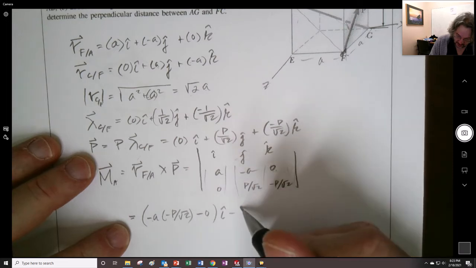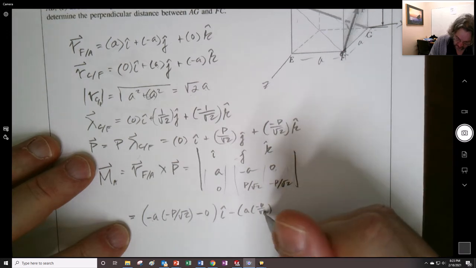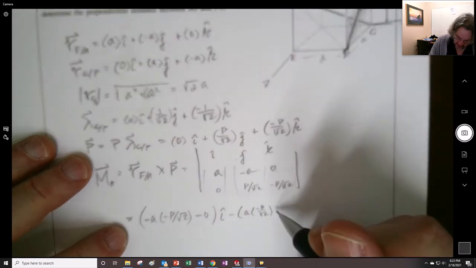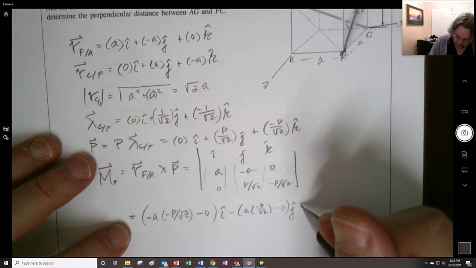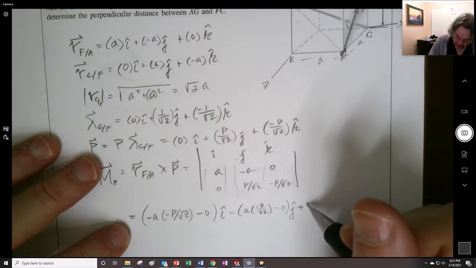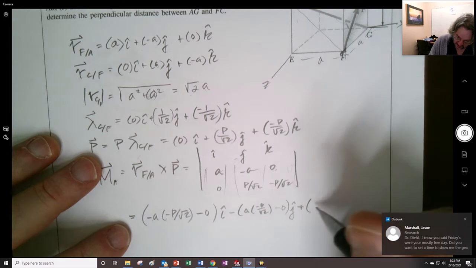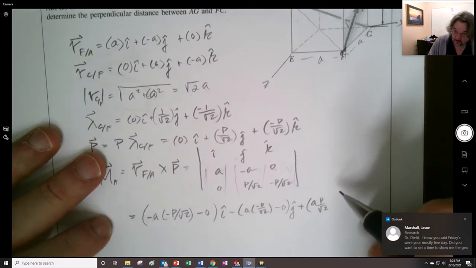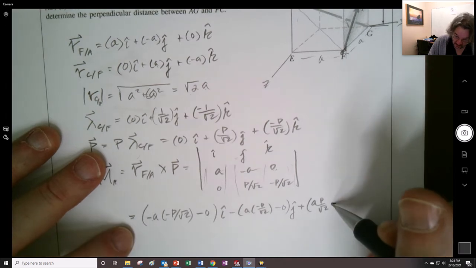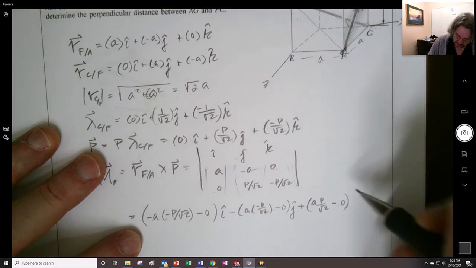so we're going to take this j, so we go a times this, so a times negative p over square root of 2, right, that one times that, and then minus 0, j, and then plus a, now we're going to take this k and we're going to go to this one, a times, so it's ap square root of 2, and then minus this one times that one, which is going to be 0, right?